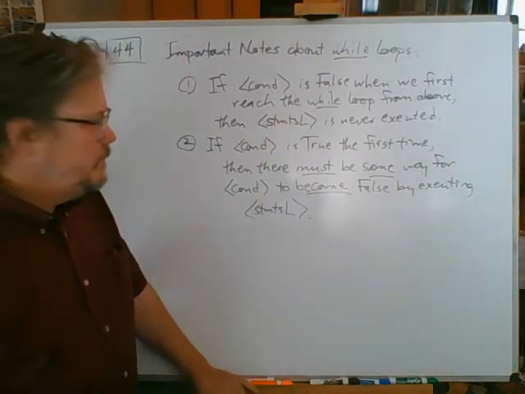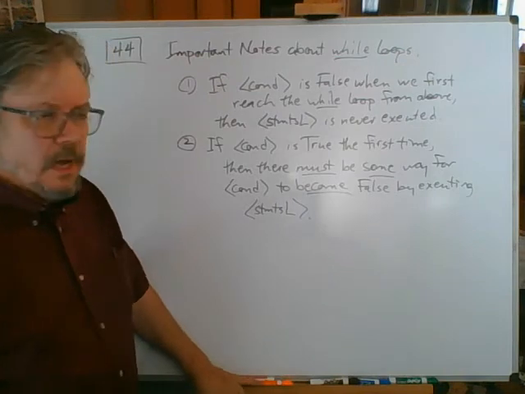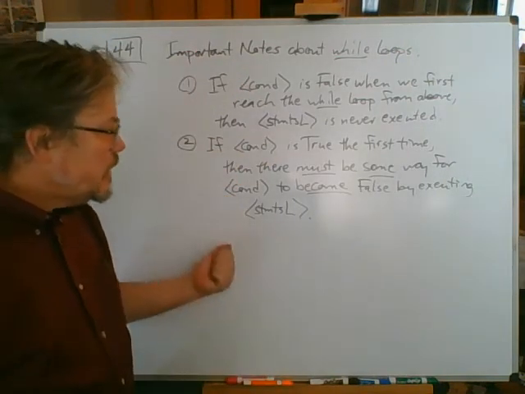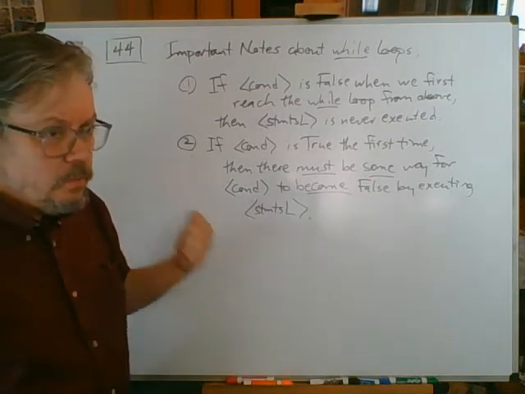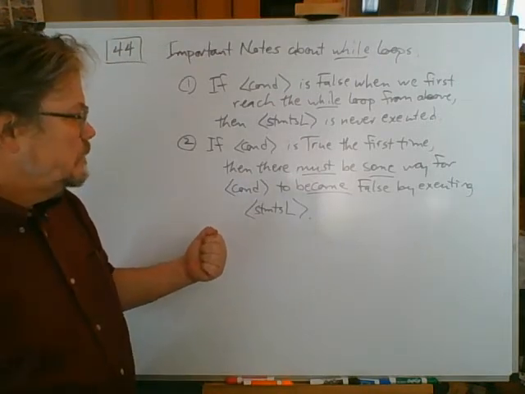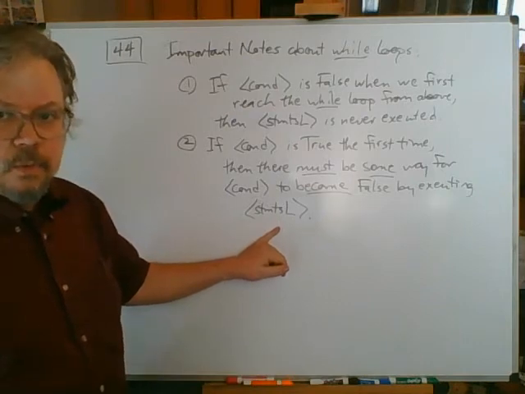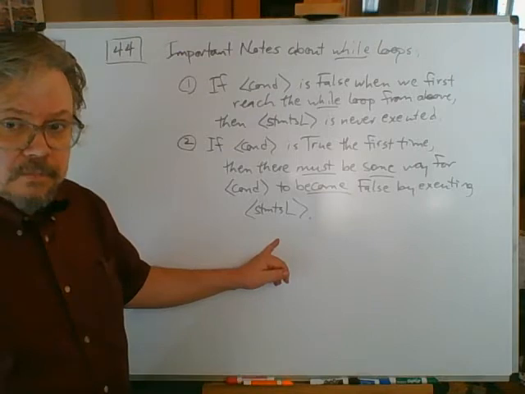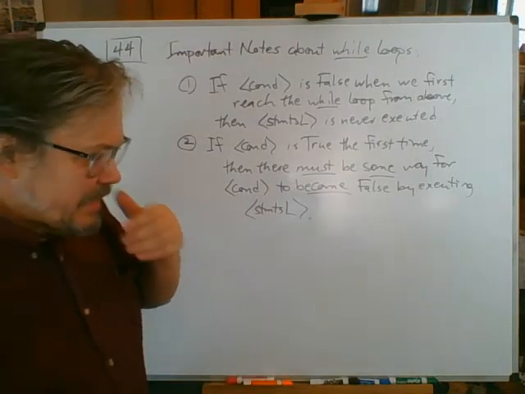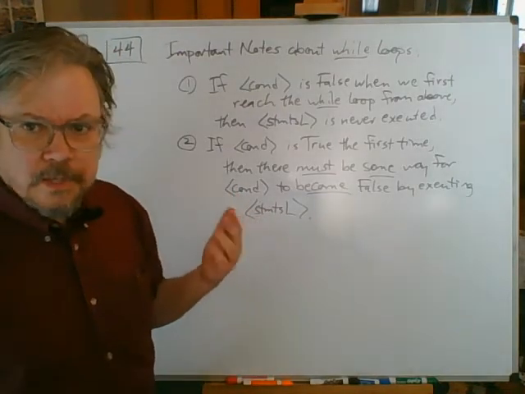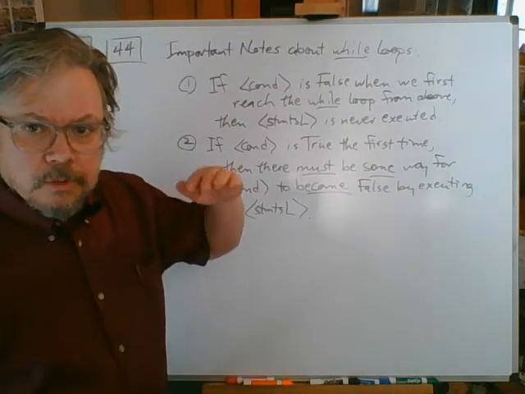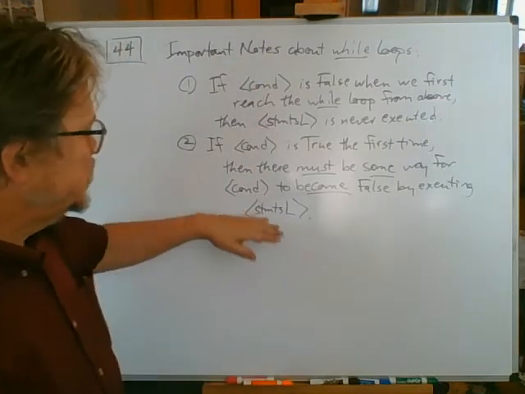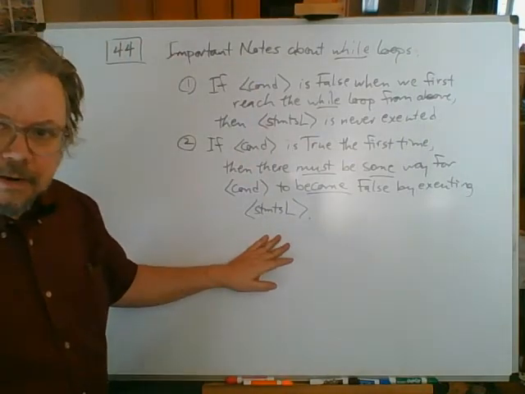Let's think about that real hard. If condition is true the first time, when we first get there from above, executing one line at a time, then there's got to be some way for that condition to become false by executing the statements that are inside the while loop. In other words, eventually there's got to be some way for the condition to become false. And if you remember that example from the last video, count started off at 0. That's what we were testing in the condition. But it was gradually creeping up one at a time. When it got up to 3, then the condition became false and we fell out of the loop.